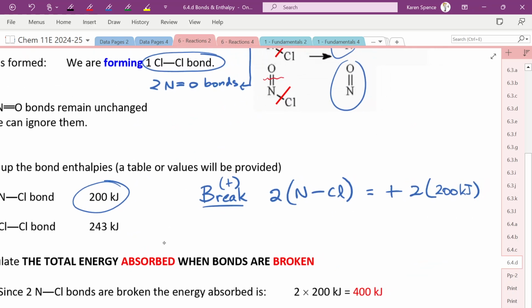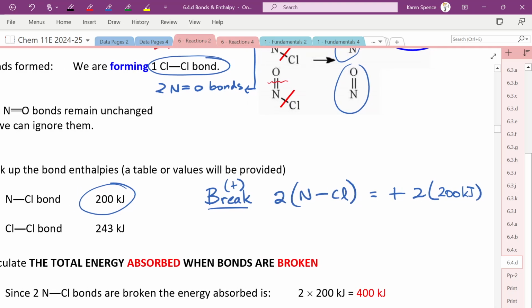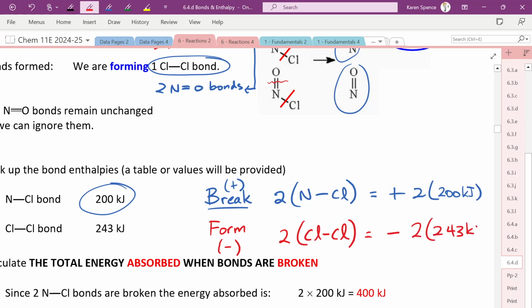Okay? So the N-Cl bond is 200 kilojoules. And we are forming, which is going to be an output of energy, 1 Cl-Cl bond. And so that's going to be minus 243. Oh, 1 Cl-Cl. Sorry.